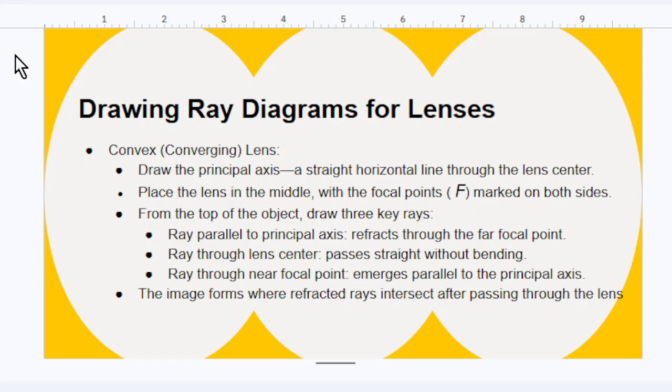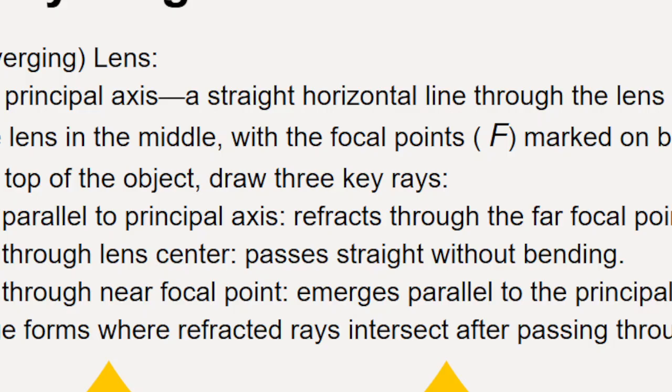Let us try to understand how to draw the ray diagrams using lenses. First, let us talk about the convex lens. It is a converging lens. So, first you have to draw the principal axis, which is a straight horizontal line through the lens center. Place the lens in the middle with the two focal points marked on both sides.